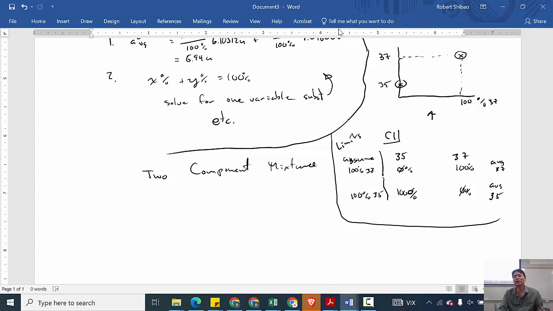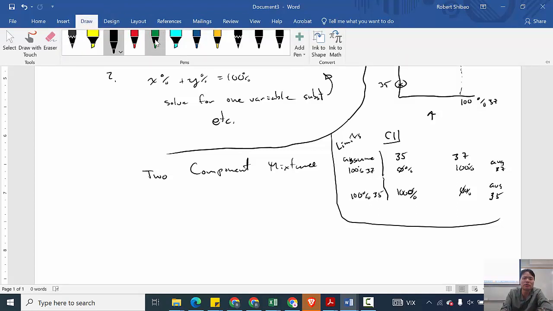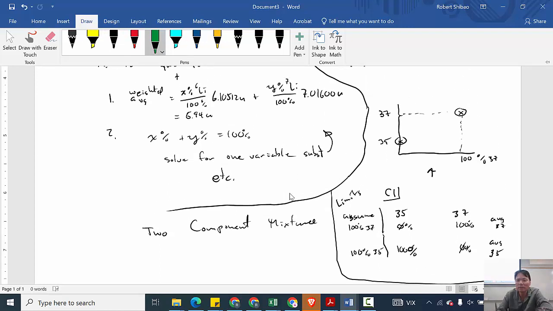Now this relationship should be linear. As the 37 decreases, the 35 increases, and as the 35 increases, the 37 decreases. So it's a linear seesaw relationship. We call the linear seesaw relationship a straight line relationship. A straight line relationship is, we could draw it like this.